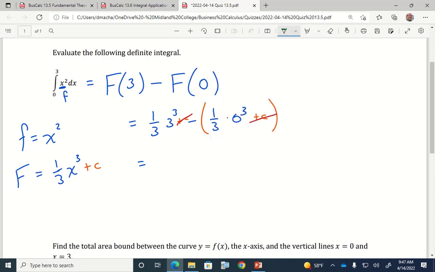And then 1/3 of 3 cubed would just be 3 squared, and then anything times 0 is 0. So 3 squared is 9. Okay.